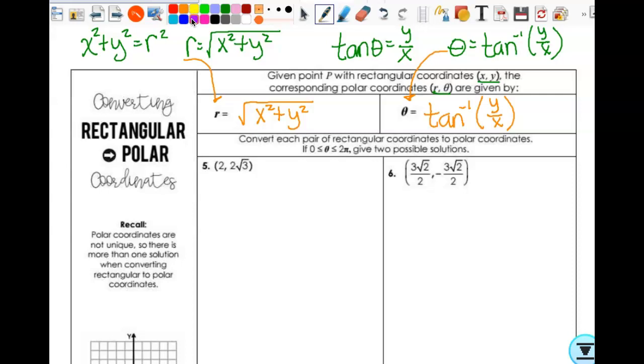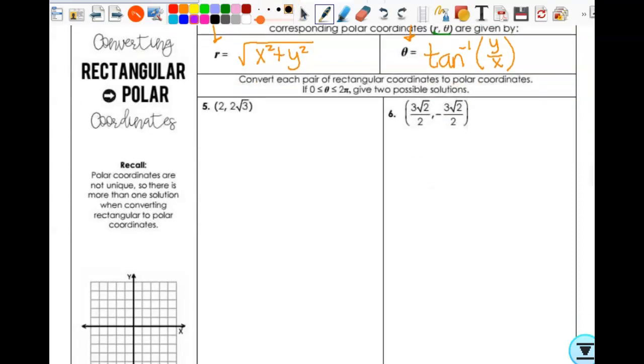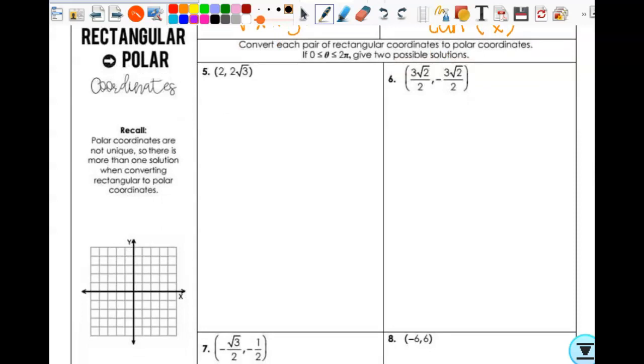What questions you got at this point? We good? All right, so let's plot this first point. 2, 2 square roots of 3. So that's my rectangular xy, and I need to go ahead and plot that. So I'm going to go to, let's see, 2 square roots of 3. That's about 3.46, about 3.5. So I'm going to go to the right 2 and up about 3.5, and my point's about right there. That's number 5.